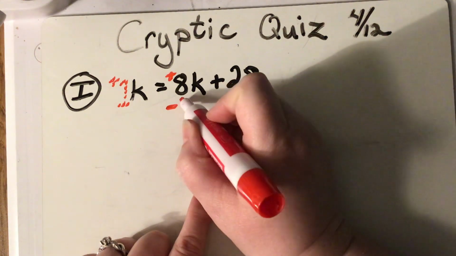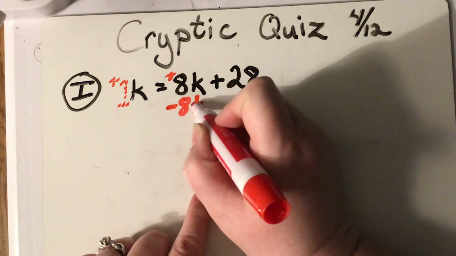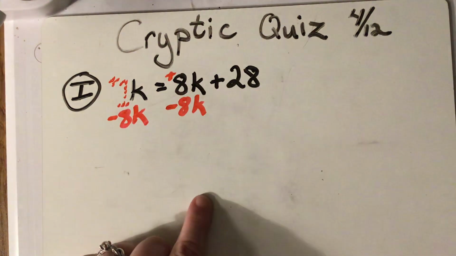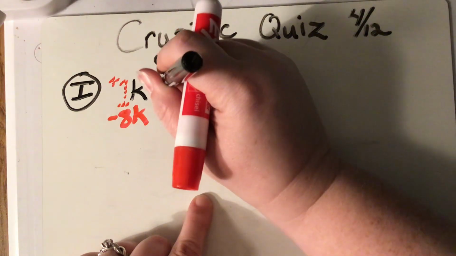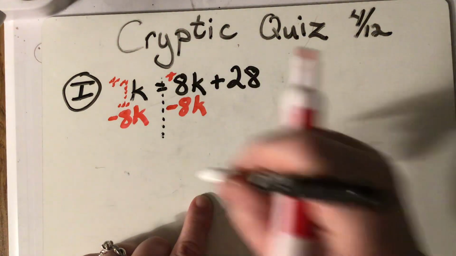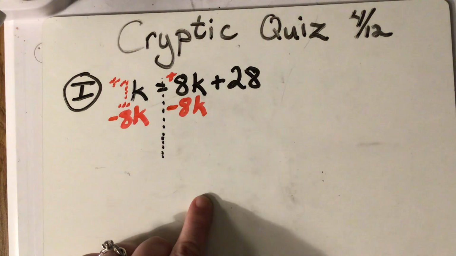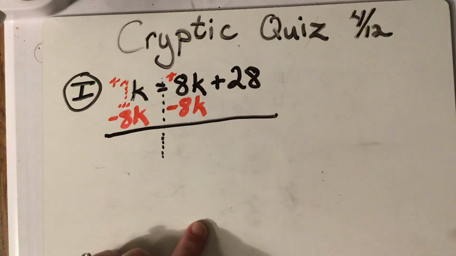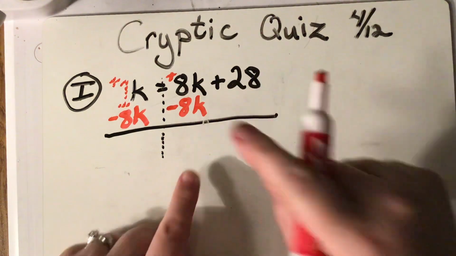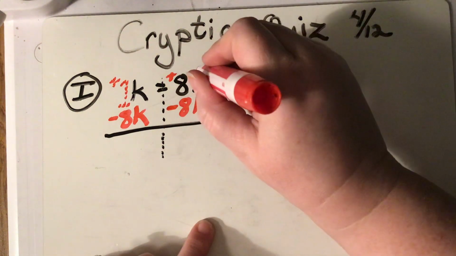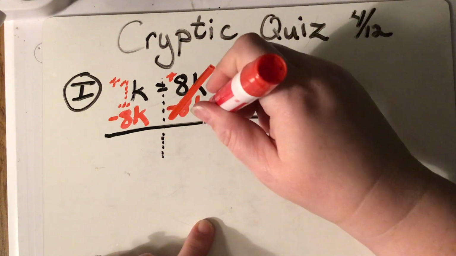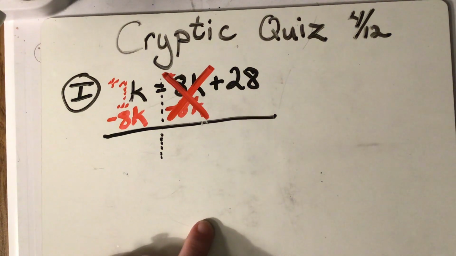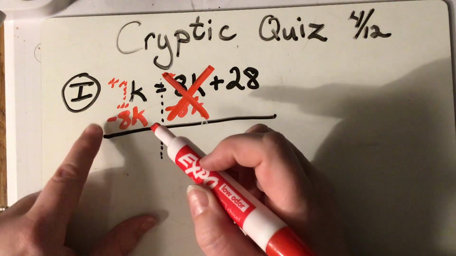So minus 8K minus 8K. Remember, I have to look at where my equal sign is, so I know which side I'm on here. All right, let's see what our new problem is. 8 minus 8, that makes 0, so let's cross these guys out. Okay, that's done. All right, what is 1k minus 8?